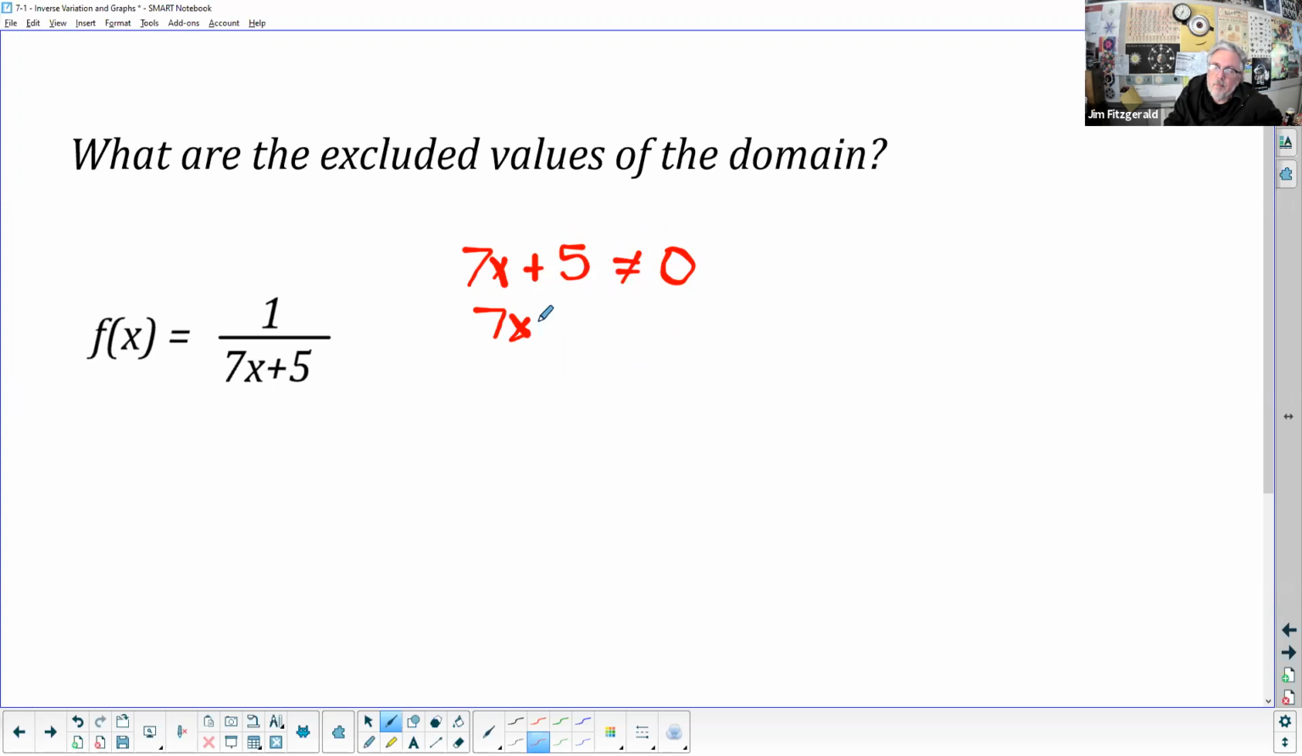I'll subtract 5 from both sides. Divide both sides by 7. And so I know that x cannot be negative 5/7. Another way of saying that is that this function has a vertical asymptote at x equals negative 5/7. So just to the left of 0 is where that graph splits.